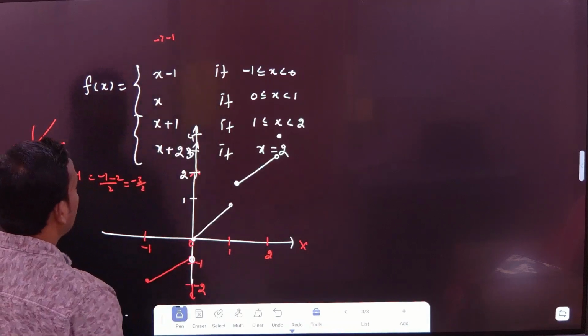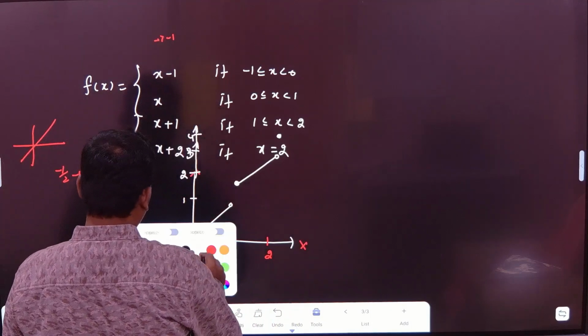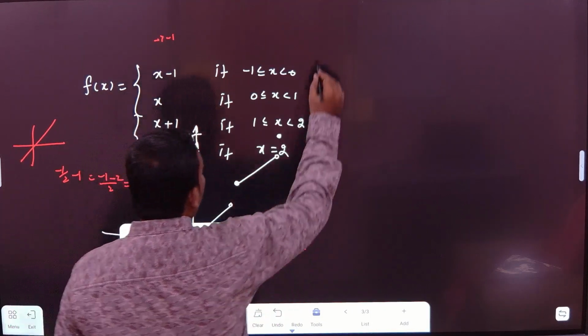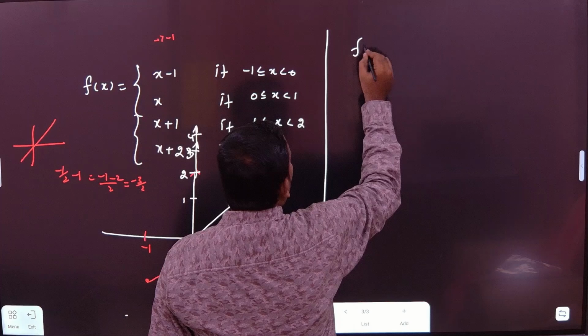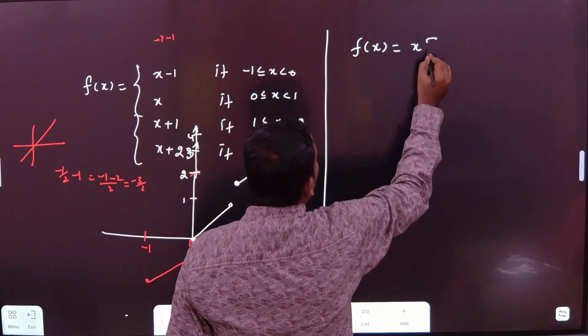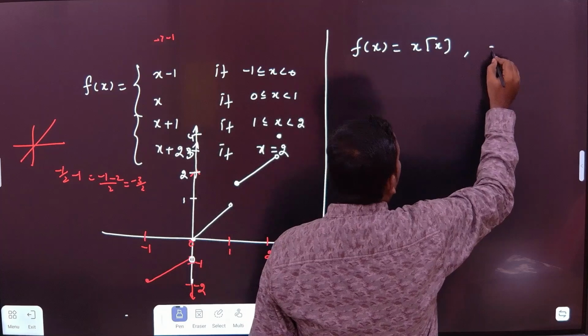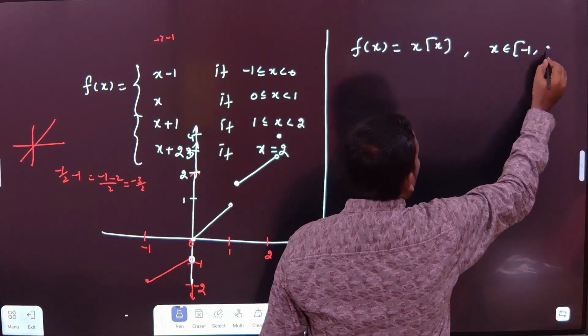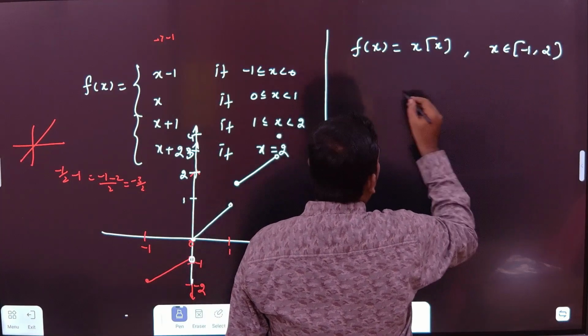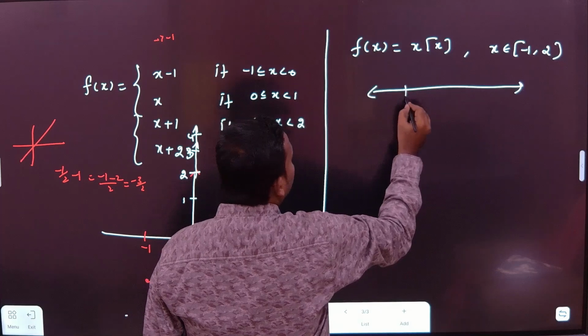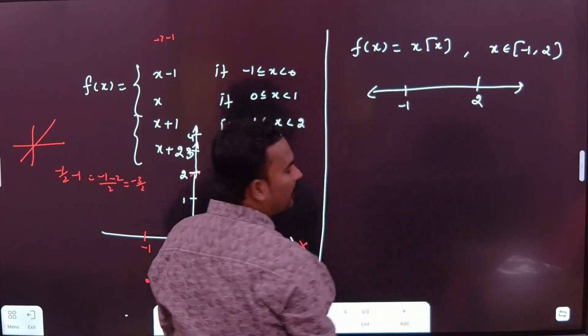Let me start with another graph. So what is another graph? F of x equal to x times the greatest integer function, right? So here also, the closed interval minus 1 to 2 you have to check. The interval you can see is minus 1 to 2. Clear?